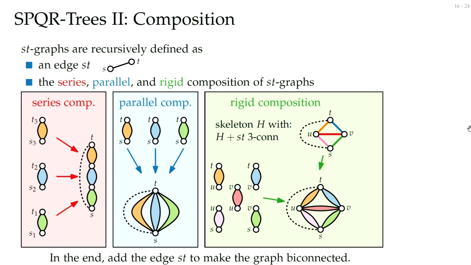And to get our nodes in the SPQR tree, we just add this fake edge from S to T everywhere, so that the whole thing is at least biconnected, and that we have the reference edge that tells us where is the rest of the graph.